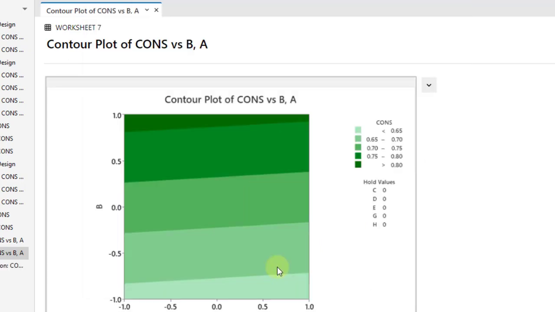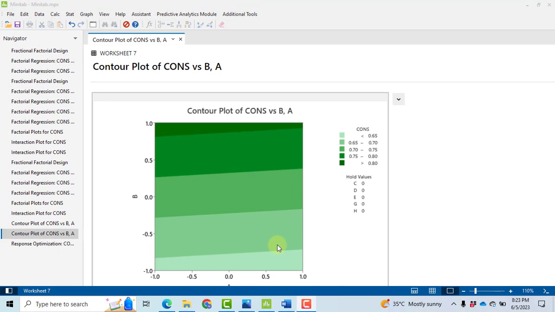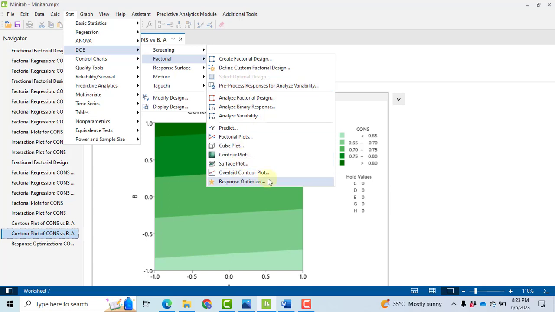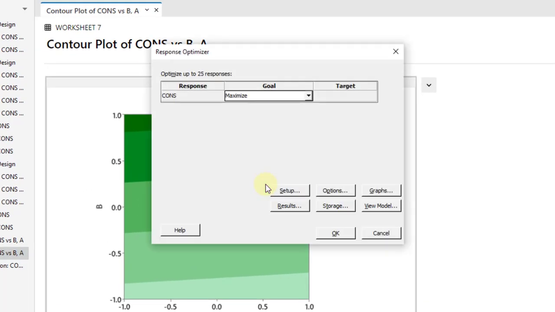In order to identify the settings of your parameters in such a way as to maximize or minimize your response variable, you can do it with the help of the response optimizer. Go to Stat, then DOE, then Factorial, select the last option, Response Optimizer. In the response optimizer, first of all, select your goal. Our goal is to maximize our response variable. You can minimize it, or you can set it at a target.